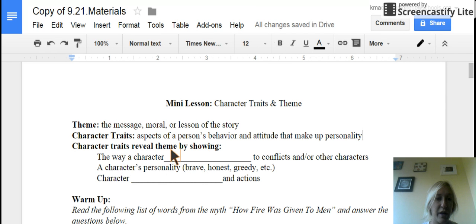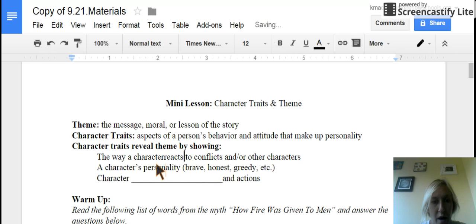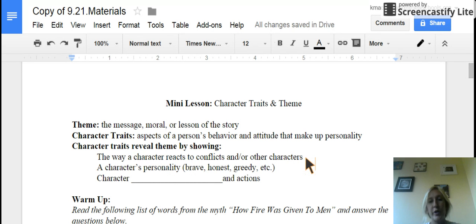Character traits reveal theme by showing the way a character reacts to conflicts and other characters. So when you have a character, the way that they react to a conflict or the way that they interact with other characters can show you a lot about their personality and also reveal what the theme of the story is. The character traits also reveal theme by showing the character's personality.